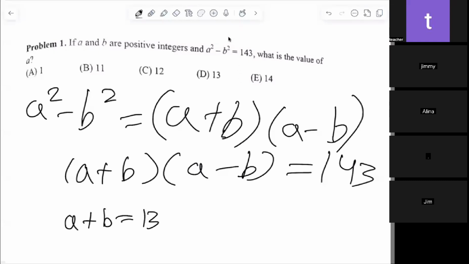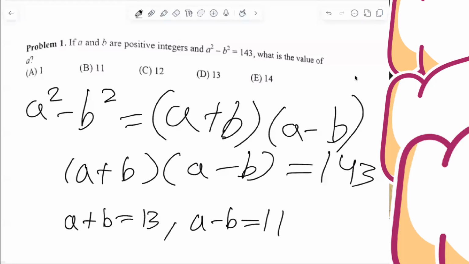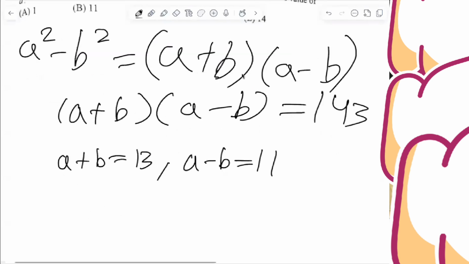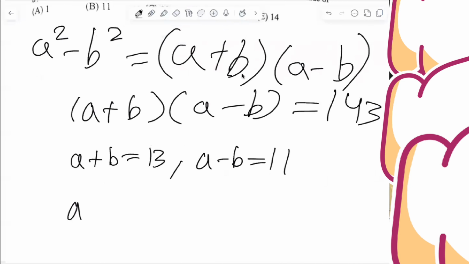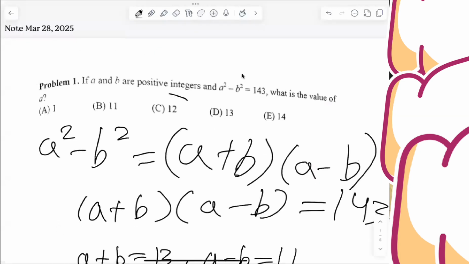So it's always going to be that the sum of the two integers is greater than the difference of the two integers. This gives you a plus b equals 13 and a minus b equals 11. So now we can start solving, and solving gives us a equals 12 and b equals 1. This gives you the answer of C.